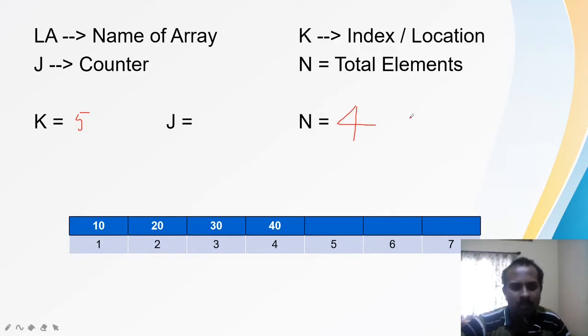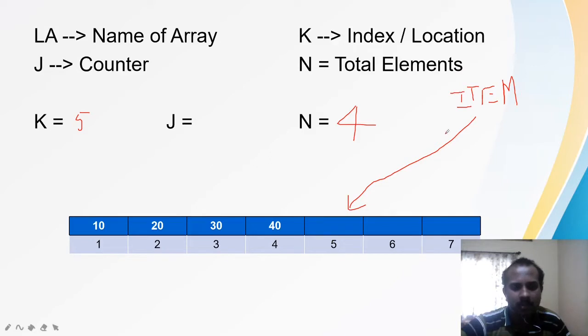Now this algorithm is very simple. What I have to do here is, let me consider I have one item, that is item is present with me. So what I am going to do here, since I want to insert the item at this position, I'll directly write LA of k, that is LA of 5, is equal to item.